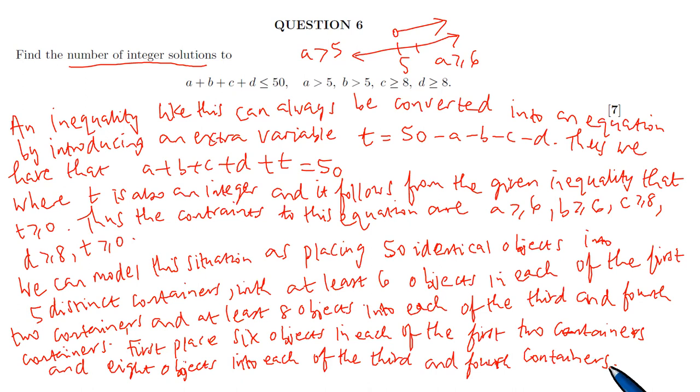Okay, so we agree that in the third and the fourth, we put at least eight. First things first, because it's equal to six or more, first we place six in the first two, A and B, and then in the C and D, we place first eight, and then but greater than eight, so yeah.